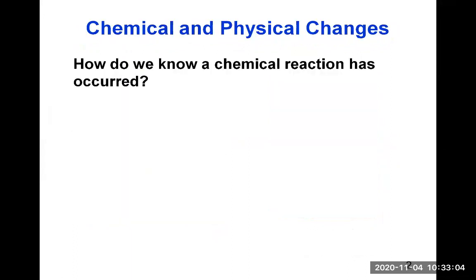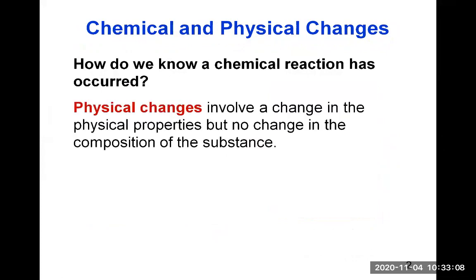So how do we know a chemical reaction has occurred? When we have physical changes, it involves a change in the physical properties of the substances, but not changes in the composition of the substance. So you start with a substance and you finish with the same substance. It just has changed from a solid to a liquid or a liquid to a gas or vice versa. So these are physical changes.